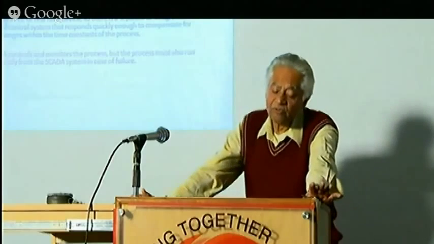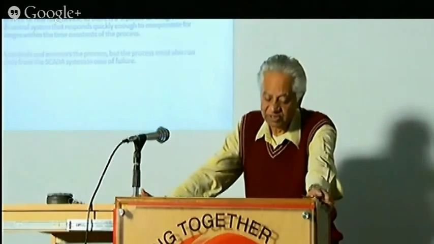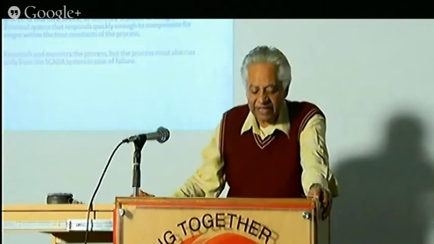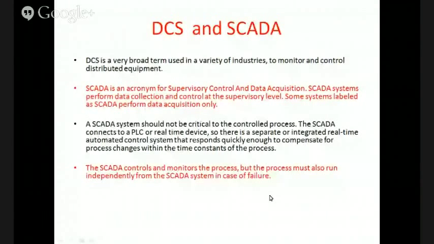But there is another word called DCS, distributed control system. If you compare DCS and SCADA, DCS is a very broad term used in a variety of industries to monitor and control distributed systems. SCADA is an acronym for supervisory control and data acquisition. SCADA systems perform data collection and control at the supervisory level. Some systems labeled as SCADA perform the data acquisition only.